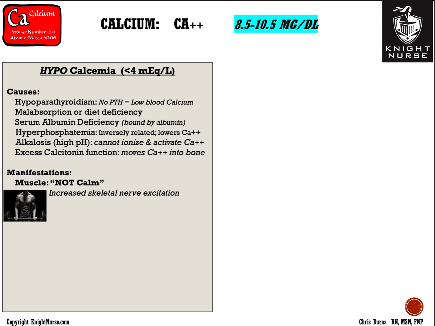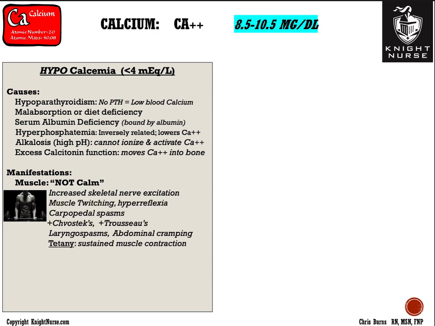What do we see? Well, if calcium calms muscle and we are hypocalcemic, it means the muscles are not going to be calm. So you'll get increased skeletal nerve excitation, muscle twitching, hyperreflexes, carpopedal spasms, a couple of tests, Chvostek's and Trousseau's, will be positive, laryngospasms in the throat, abdominal cramping, and they can even have tetany where they have sustained muscle contraction.